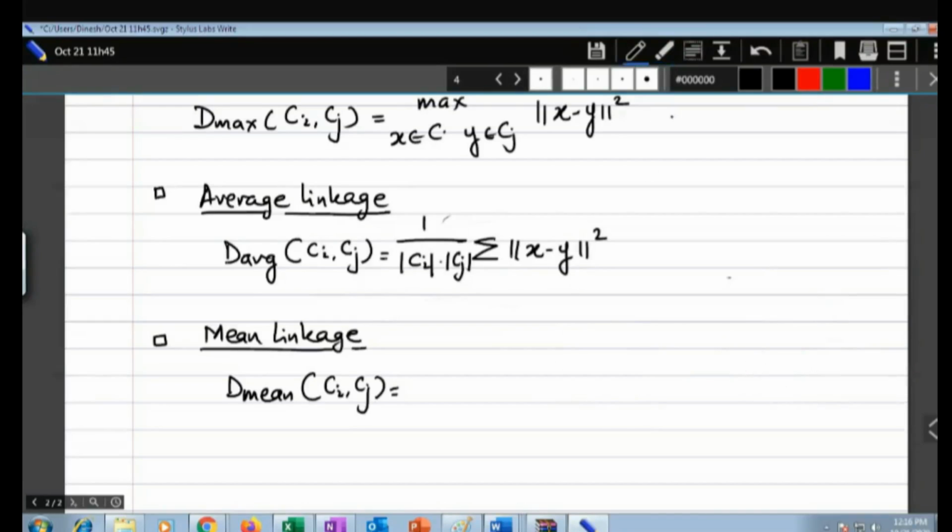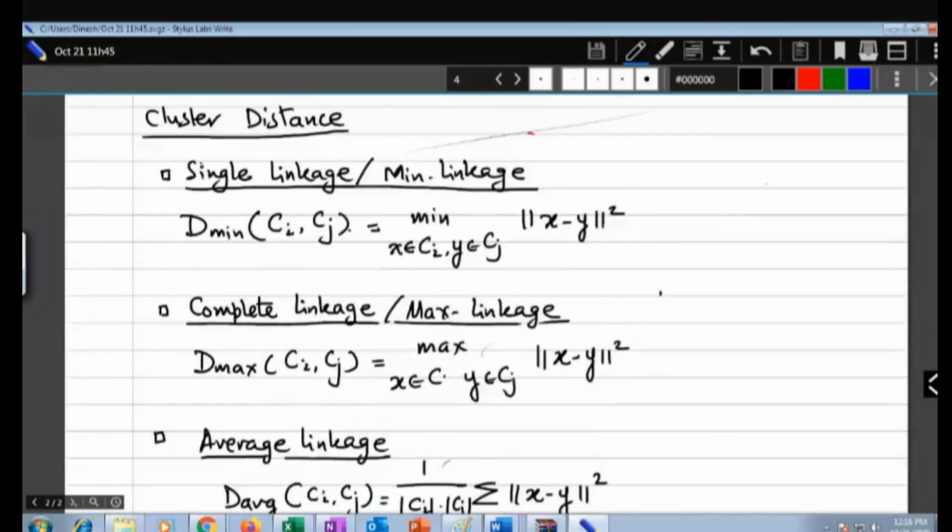So how do you write this? It is just mu i minus mu j squared. It is the distance between the two means, or two centroids, of those particular clusters. With this, you find out the cluster distances. So this is for finding the cluster distance.